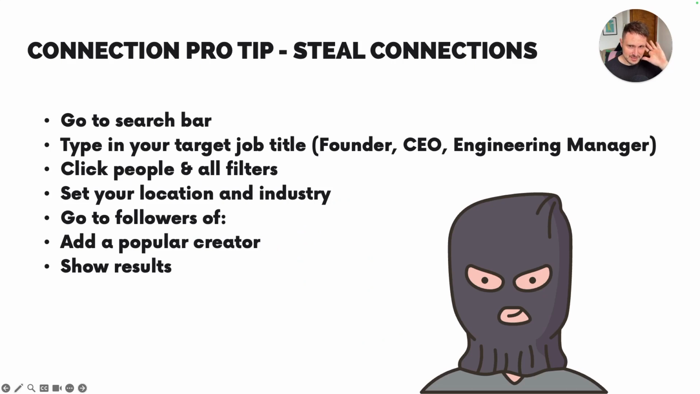Connection pro tip. This is a little bit naughty. But I would jump in the search bar, type in your target job title, engineering manager, founder, CEO, whatever. Click people, then all filters. Set your location and industry to your local area. It's best to start local. Go to followers of, and then you add a person who is in your niche or a creator. Show results, and it will show the people who they work with.